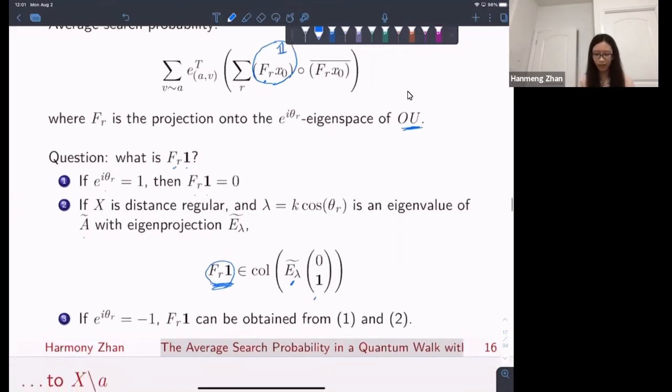And finally, what about the eigenprojection onto -1? This eigenvalue does contribute to search, but you can obtain that eigenspace by subtracting all the other eigenspaces from the identity. So this number can be obtained from 1 and 2. Therefore, the key thing we want to work out is bullet point 2. So what is F_R 1 when R's eigenvalue is a complex number? In other words, what is this?